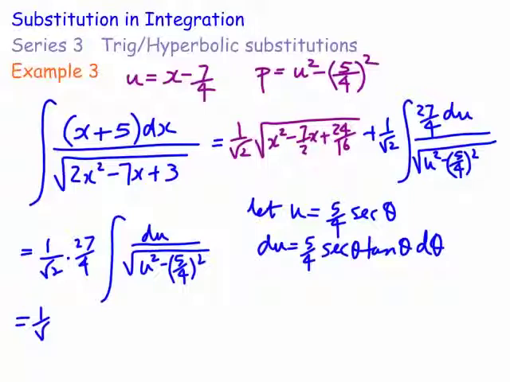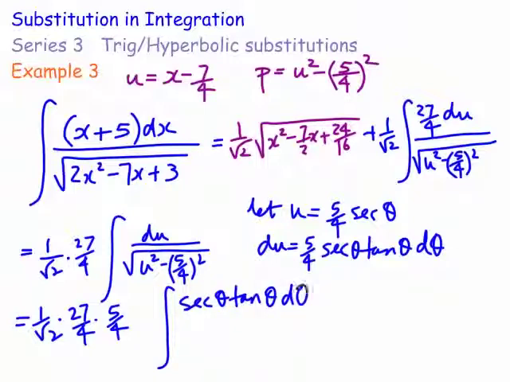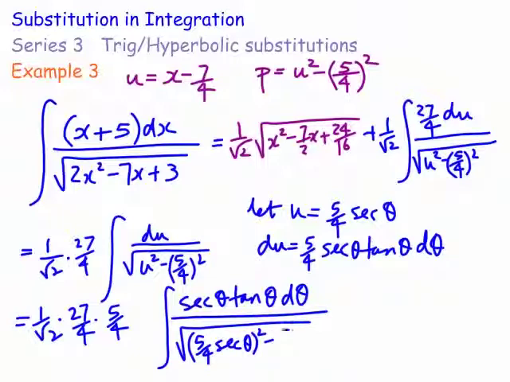We're going to get 1 on root 2 by 27 on 4. Now, du was 5/4, so let's take the 5/4 out, and there's going to be an integral. du is now sec theta tan theta d theta. On the bottom we get the square root of (5/4 sec theta) all squared minus (5/4) all squared.